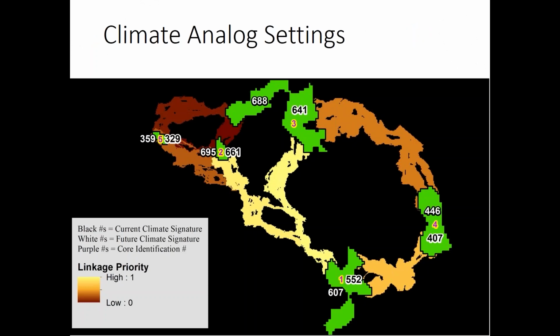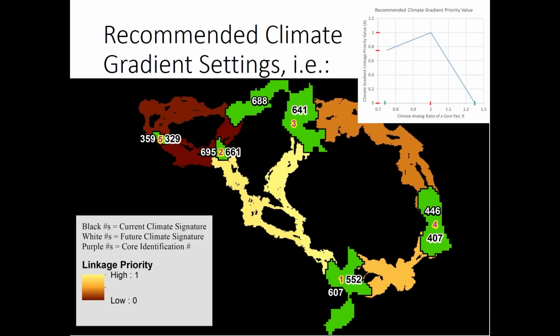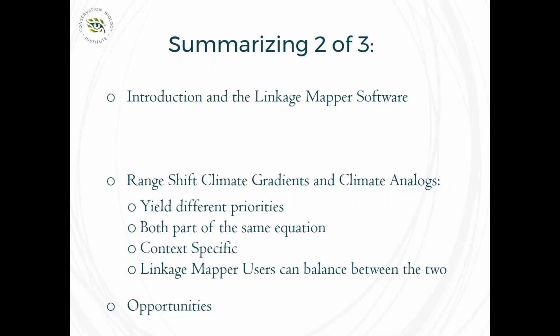And so when you go ahead and map those linkages using the climate analog settings, you get a map that looks like this, where the lighter linkages are the higher priority. But if you look at range shift settings, you get a very different set of priorities, with the higher priority being the ones going from the really hot, dry areas to the really cool, wet areas. And so if you combine those two in that formula, you're able to get more of a balanced blend between both of those. And so really interested in finding other colleagues and practitioners that are wanting to dig into this further with me. We'll get into that in a minute.